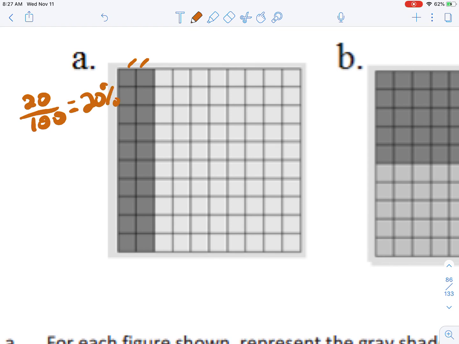Okay, now we have it listed as a fraction and a percentage. How would we write that as a decimal? 20%, 20/100, 0.2 or 0.20.